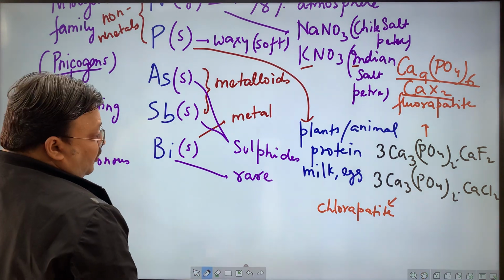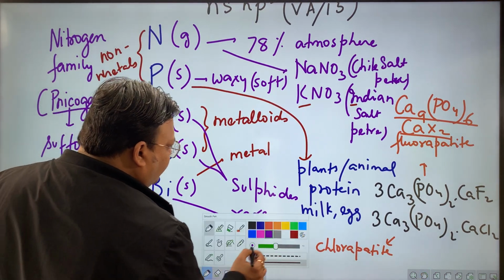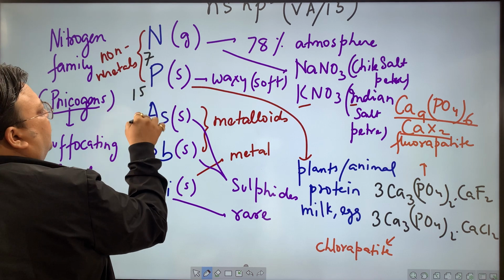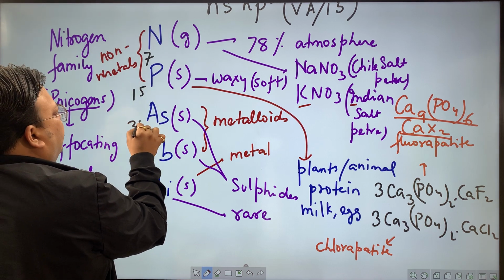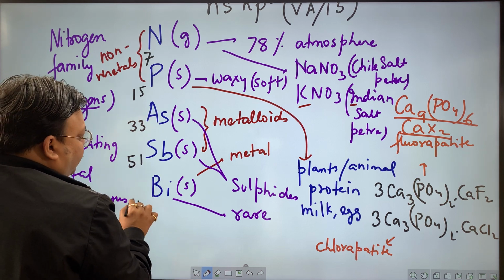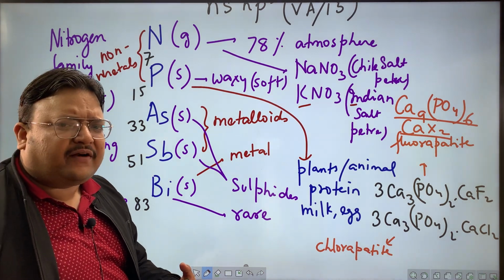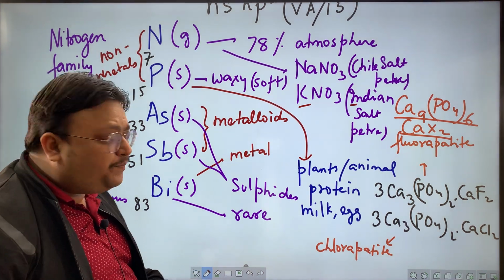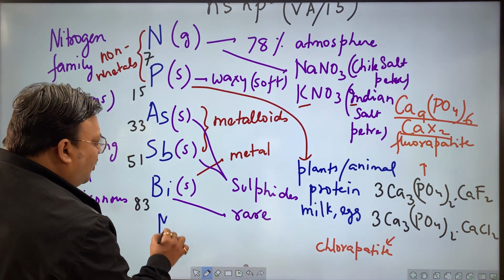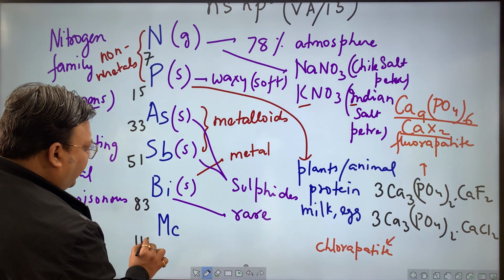And talking about the atomic numbers, nitrogen has atomic number 7, then 15, then 33, then 51. This would be 32, so this would be 83. And after bismuth, a new element has been discovered now. You will find the name in the new periodic table. It's called moscovium. You add 32 to this, you will get 115.